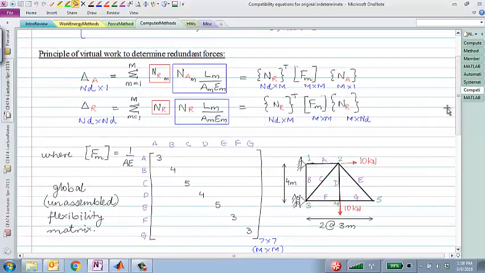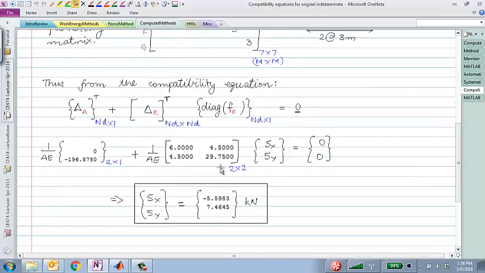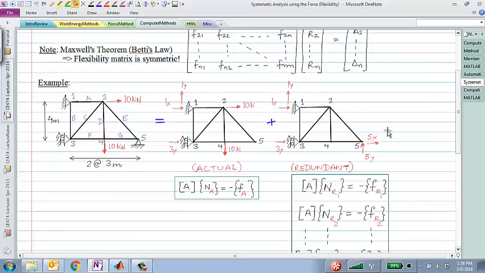Once I have these two lines computed, I can solve this system of equations for my unknown redundant forces 5x and 5y. And once I have those unknown redundant forces computed, I can go back and add these two systems correctly, and that will give me the solution to the original indeterminate problem. So now conceptually, this is a little more involved than a statically determinate truss. But keep in mind, all we are doing is the force method: solving a determinate system plus solving a redundant system.